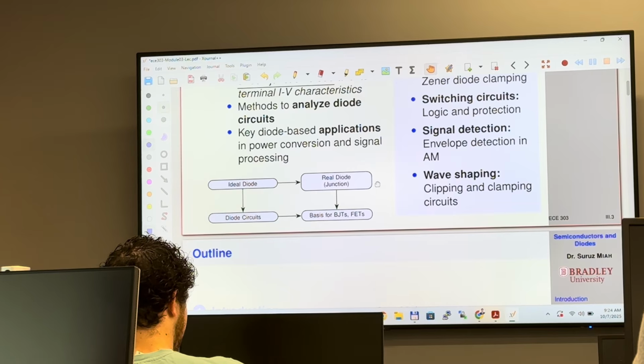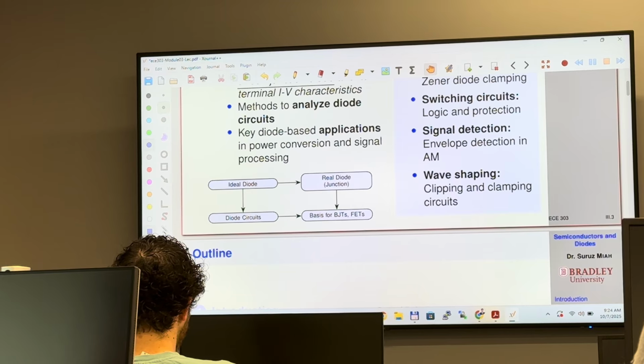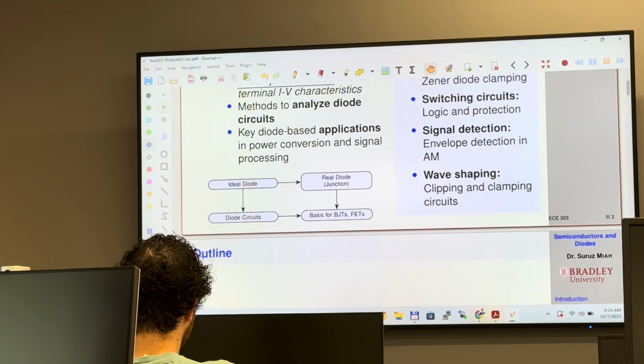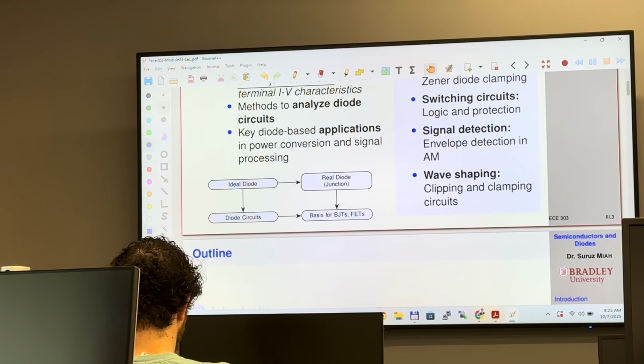Here I have a nice little diagram. So we are going to start with the ideal version of the diode. You will see what the ideal version of the diode is, and then from ideal we go to the real diode. So we do take into account the mathematical properties of the diode, the characteristics of the diode. We take into account the actual behavior instead of considering the ideal version.